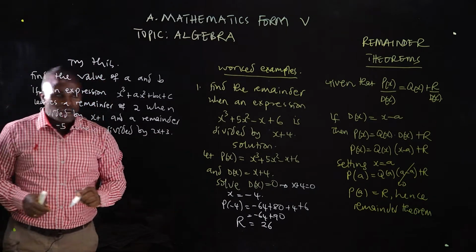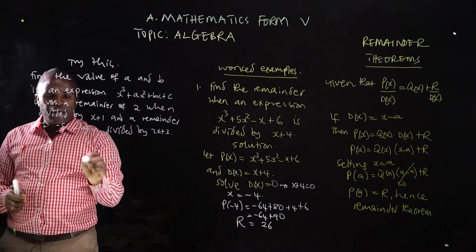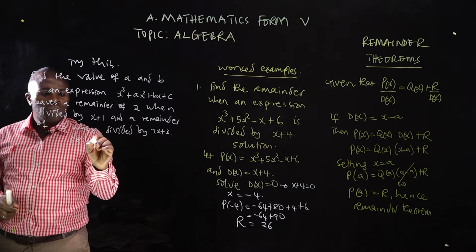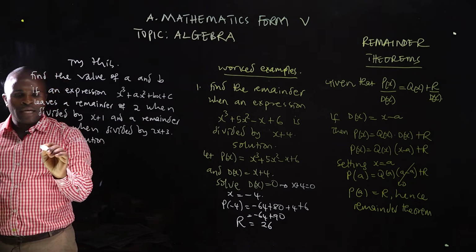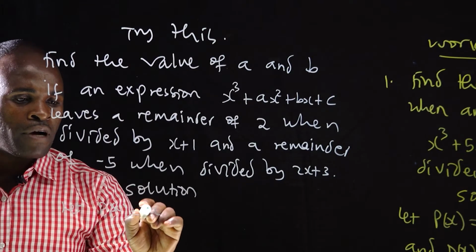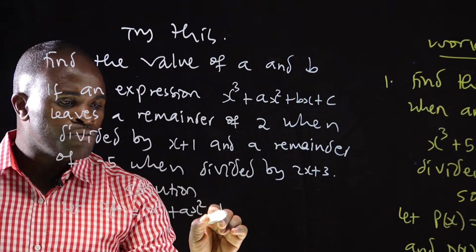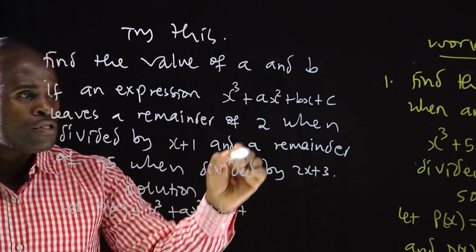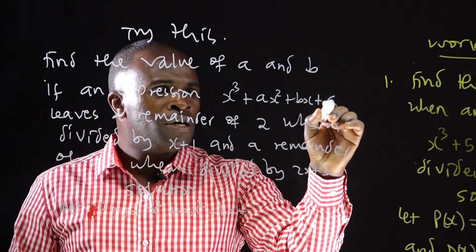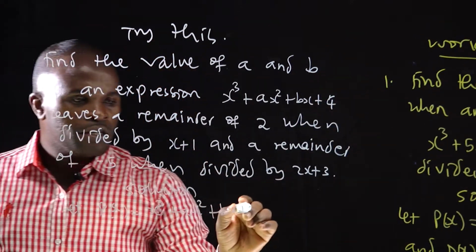Of course, just giving you the hint on this one, you could simply treat it like this. Let p of x equal the function which we have been given, plus a x squared plus b x plus c. It was supposed to be 4 here, sorry. This is supposed to be 4, so this is plus 4.